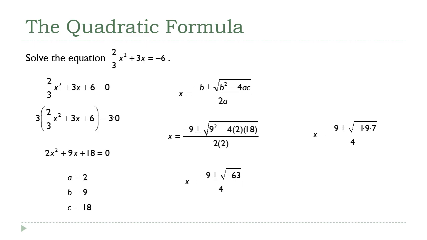And now I can get my final answer. The square root of negative 1 becomes i. The square root of 9 becomes 3. And everything else stays the way it is. So x equals negative 9 plus or minus 3i square root of 7 all over 4. Not the prettiest number in the world. All right, but sometimes that's how these things work out.